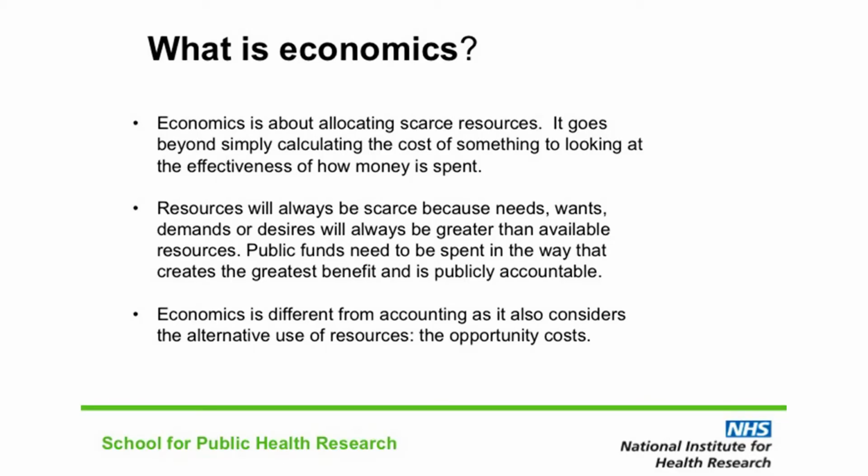Economics has been called the science of choosing. Economics is about allocating scarce resources, so it's not just about calculating the cost of something, although it's often confused with this, but about looking at the effectiveness of how money is spent. The resources will always be scarce because we'll always need, want, or wish for more than resources available.